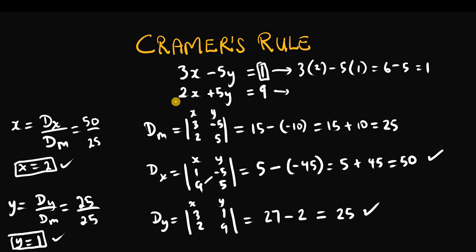Let's plug in the values in the other equation. 2 times X plus 5 times Y. The X value is 2, and the Y value we found is 1. So 2 2s is 4, 5 1s is 5, and 5 plus 4 is 9, which is the value we found here.